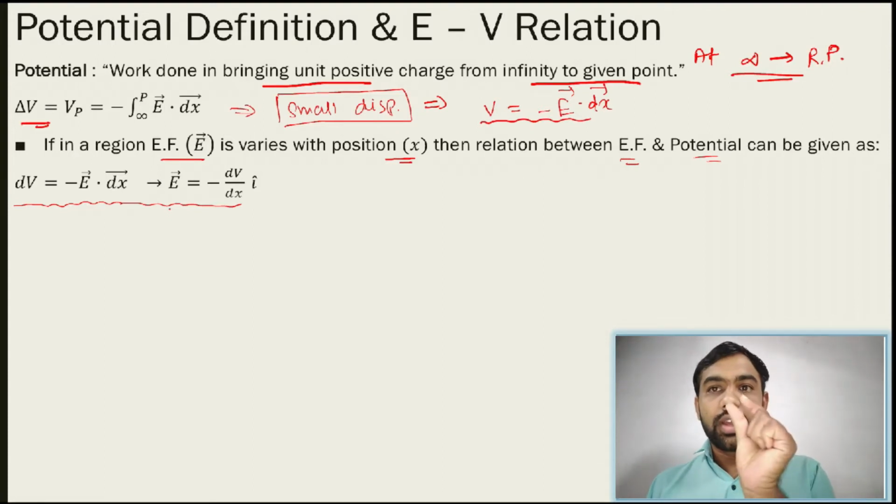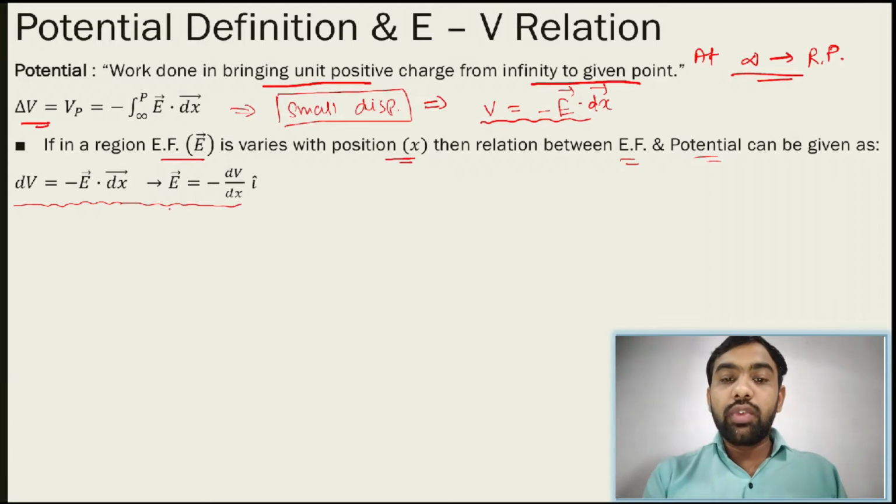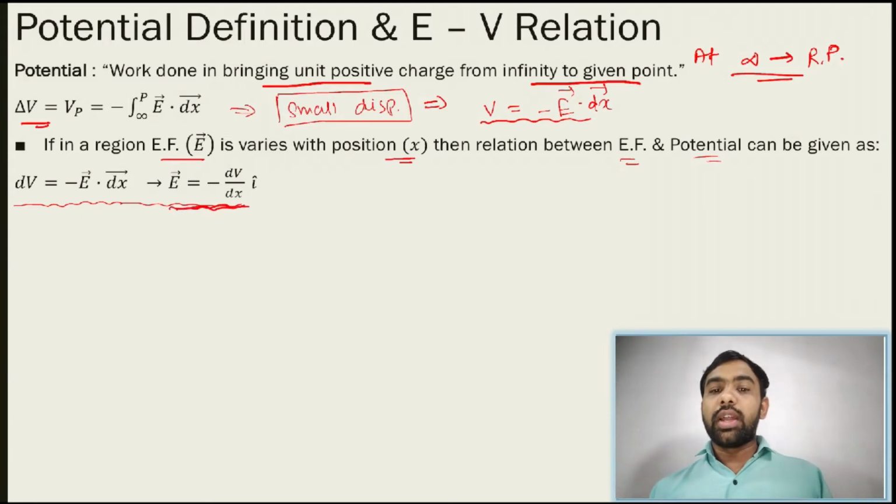If you move a charge from one point to another point that is very small, then within this small displacement the electric field is almost constant and integration is not required. So V is equal to minus E dot dx. From this, the electric field is equal to minus dV by dx, and the direction is i, supposing you move along the x direction. That is the relation between the electric field and the potential if the electric field depends on x. You must remember this relation.